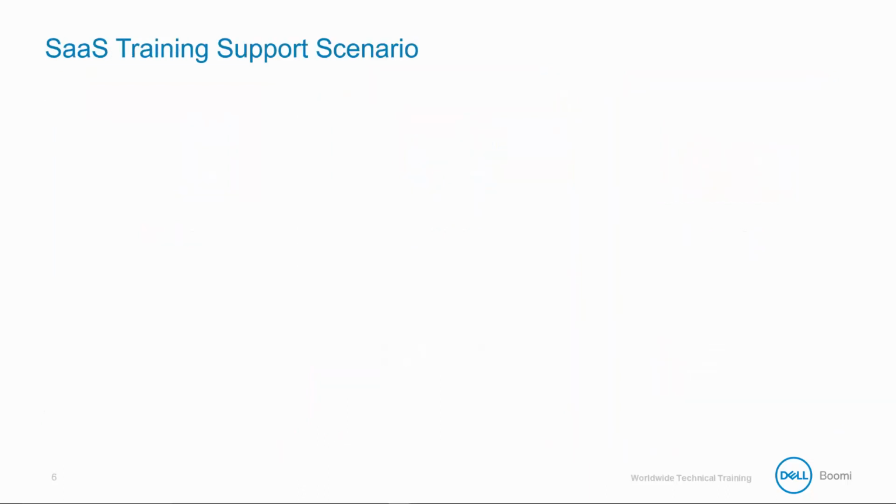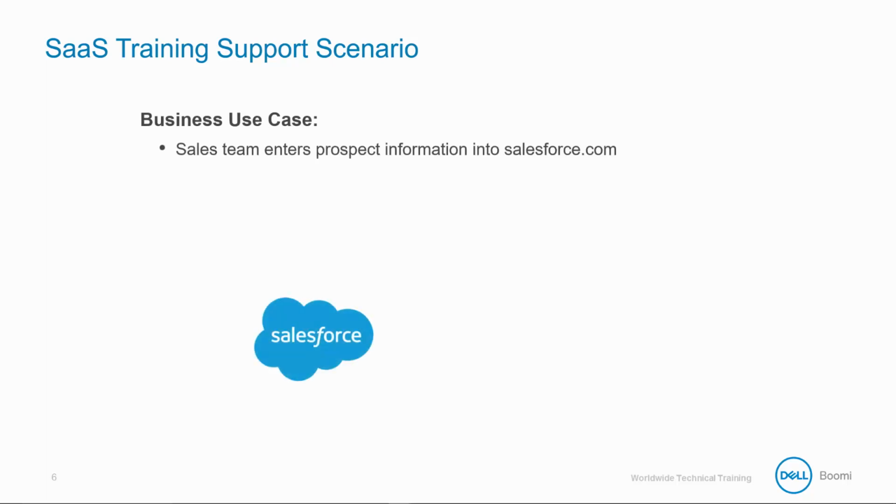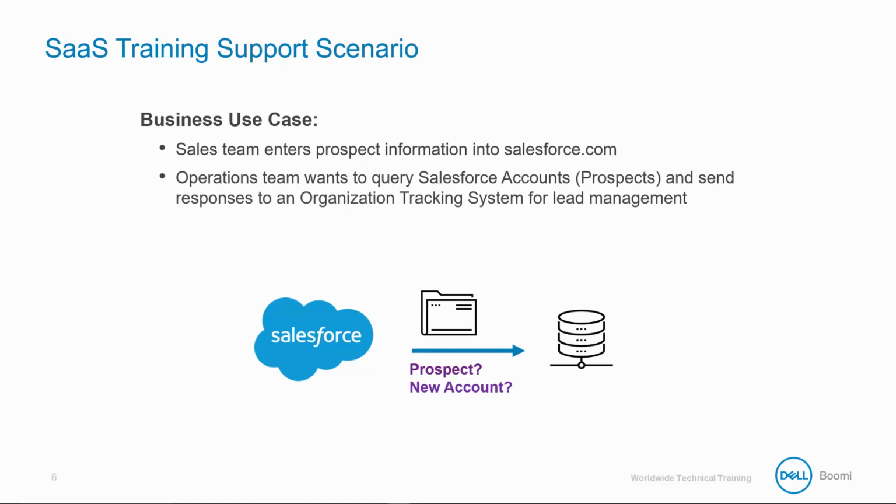To demonstrate Atomsphere's administrative features, let's recall our scenario from earlier: Prospect tracking, which integrated Salesforce.com with the org track database. So let's recall the business use case. The sales team wants to enter prospect information into Salesforce. Operation wants to query the Salesforce accounts of type prospect and send responses to the database for lead management. Now at this point, support wants to monitor the new prospect tracking integration to ensure strategic IT success.